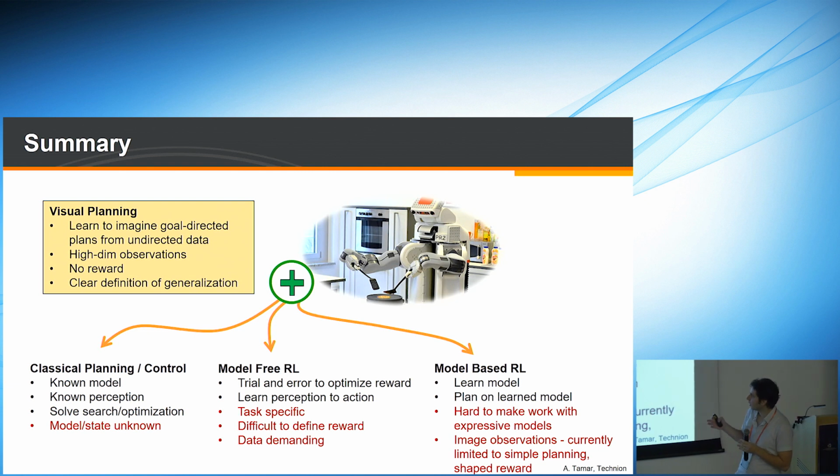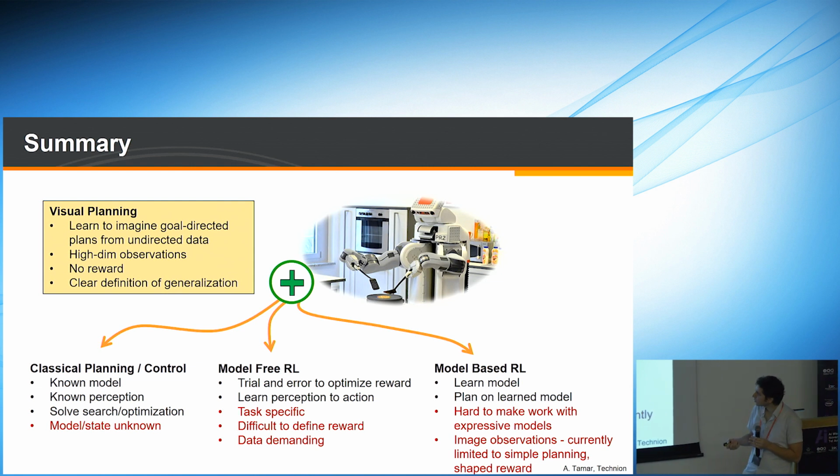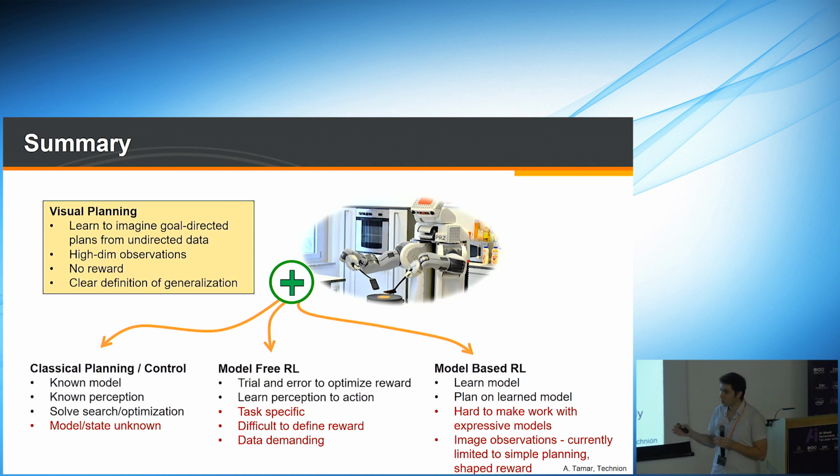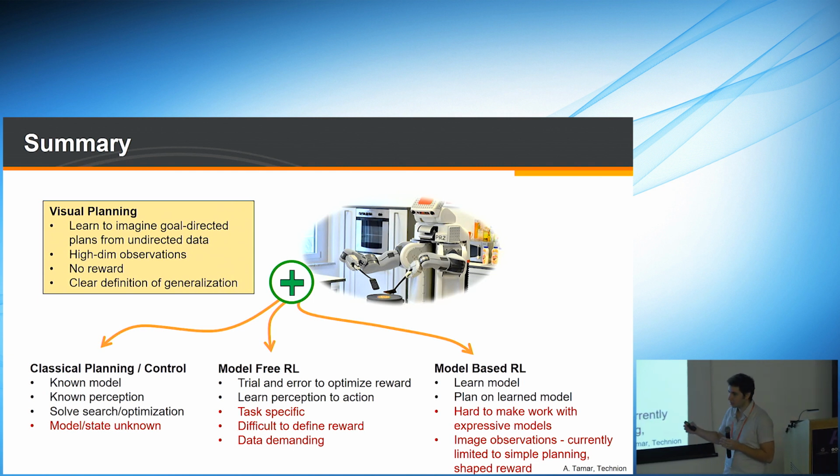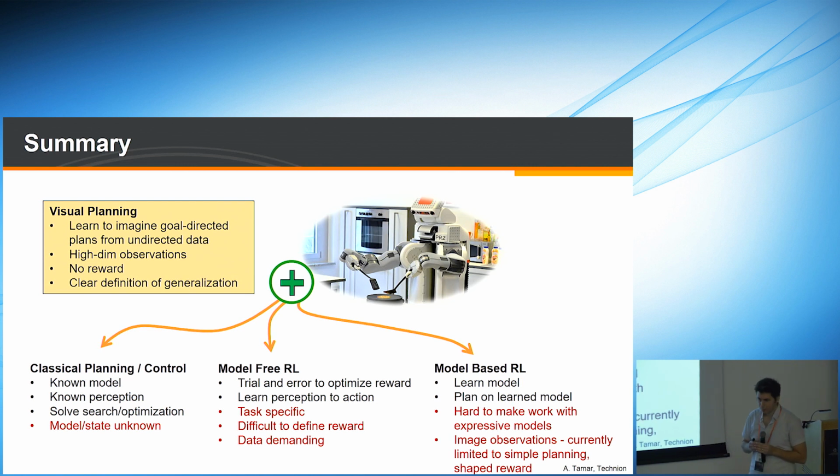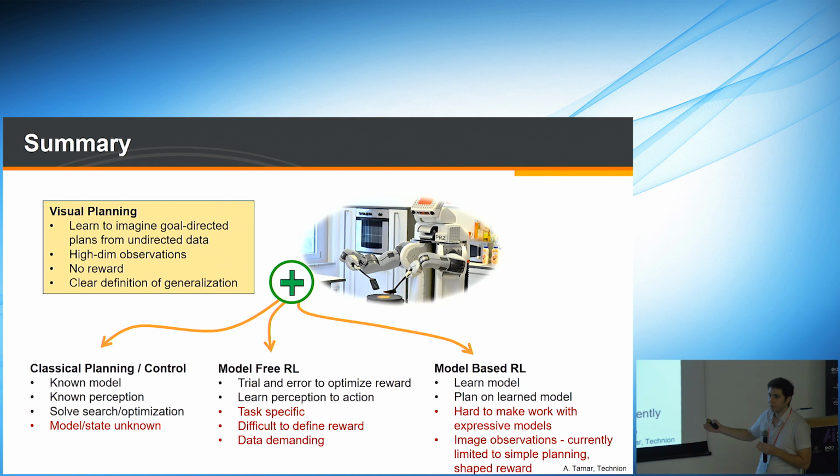So in some sense, we work on real image data. It's not limited to known models or known perception models. It can handle whatever observation you feed it. And there's no reward to guide it. It's based on planning towards a goal. And there's a very clear definition of generalization. We want to generalize to goals that we haven't seen in our data. This is very different than model-free RL.